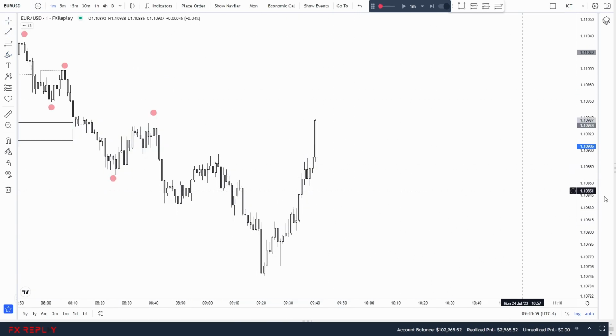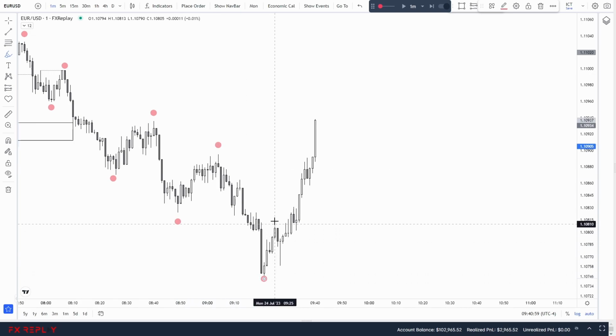And now it seems like our market structure is shifting once again. And if I take a closer look here, let's see how the structure looks. Looks something like this, right?